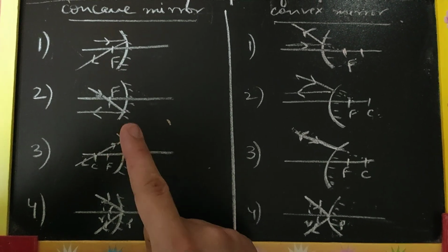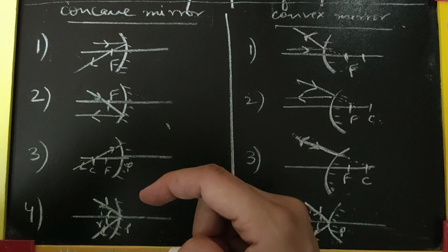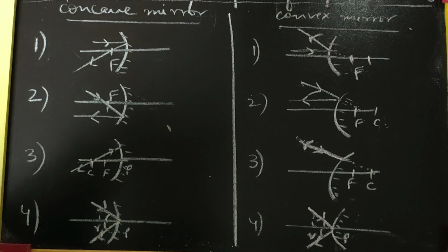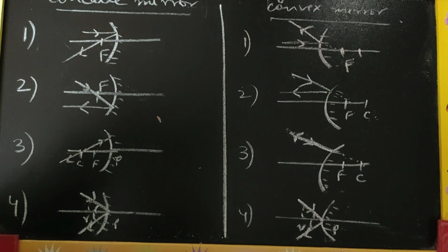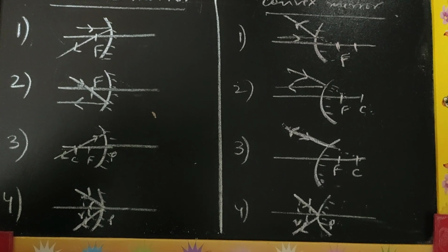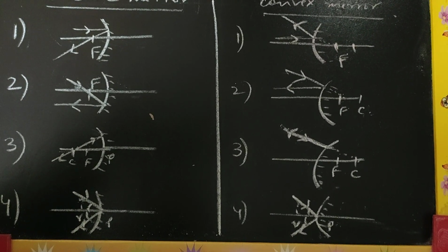कोई भी रे डायग्राम अगर कनकेव मिरर का आता है या कन्वेक्स मिरर का आता है, आपको इनमें से कोई 2 रूल्स यूज़ करके इमेज बनानी है. ये 1 मार्कर क्वेश्चन भी पूछा जाता है कई बार बोर्ड में, that what is the minimum number of rays required to locate the image of the object. So minimum 2 rays are required. जहाँ वो इंटरसेक्ट करेंगे वहाँ इमेज बन जाएगी.